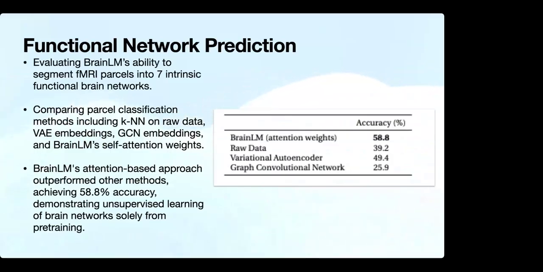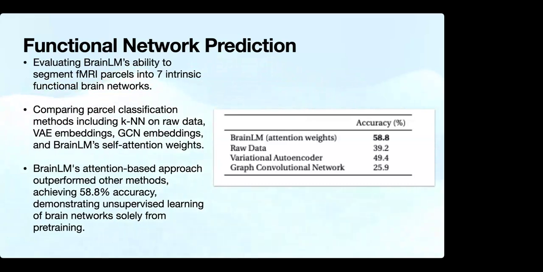So in terms of their functional network prediction, I think this is one of their downstream tasks. They evaluated their model's ability to segment fMRI parcels into 7 intrinsic functional brain networks. They compared the parcel classification methods with KNN on raw data, and also with a variational autoencoder, as well as GCN embeddings. And they looked at these compared with their self-attention weights.